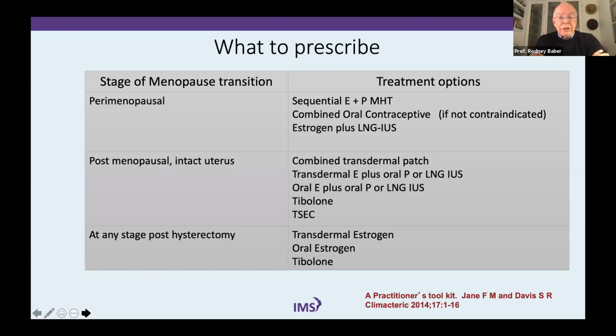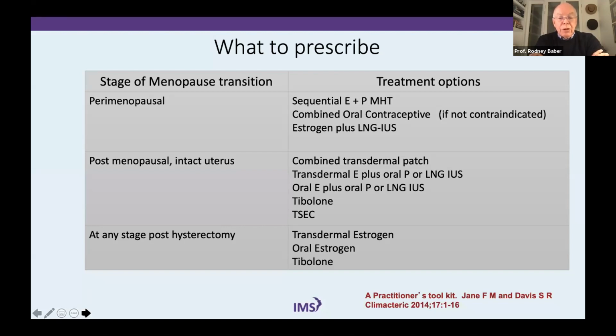Or you could also use a levonorgestrel intrauterine device, which may well have been inserted to provide contraception or control of heavy menstrual bleeding in the perimenopause, and add estrogen as you need to. If she is postmenopausal and still has a uterus, you could use the combined transdermal estrogen and progestin patch, a transdermal estrogen, either patch or gel, plus oral progesterone or the levonorgestrel intrauterine device.